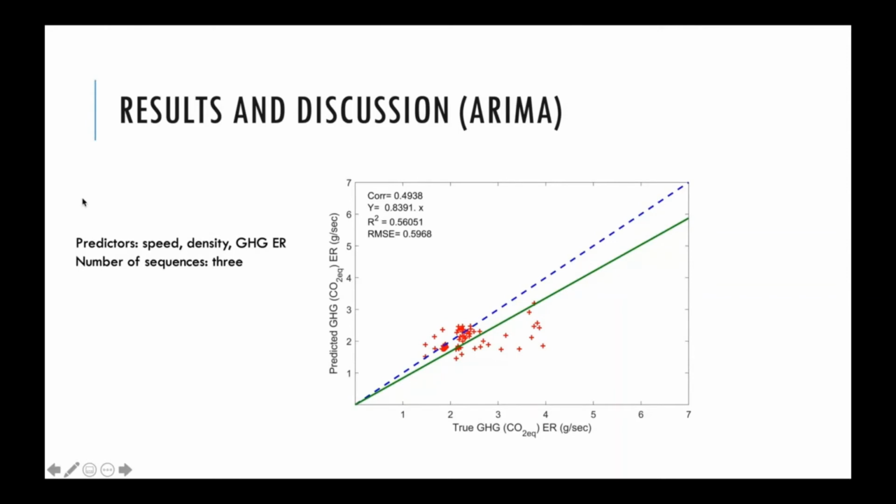We chose for this model the top 3 highly correlated predictors: speed, density, greenhouse gas emissions, for 3 sequences. This figure illustrates the performance of prediction for 4 links. On the x-axis we have the true value, on the y-axis the predicted value of greenhouse gas emission rate. We chose 4 performance indicators: correlation coefficient, fit to the linear curve, R-square, and root mean square error.